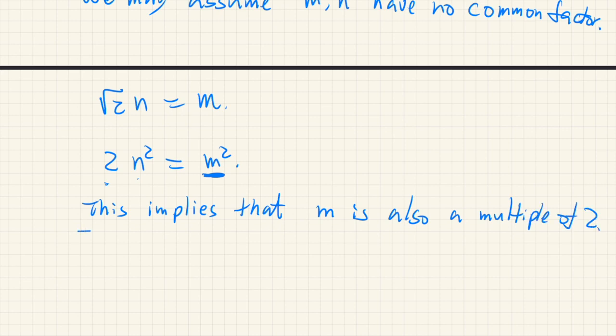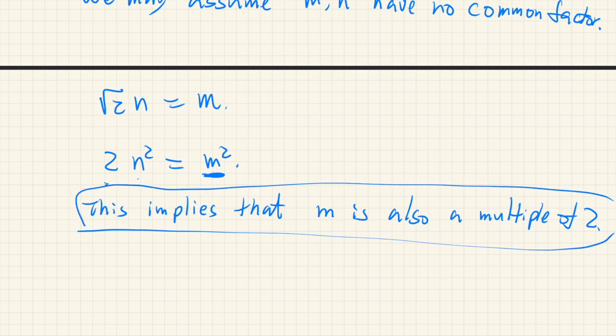This may not be trivial to you, but you should check what happens if this is not the case. Multiple of 2 means that m is even. So if m is not even, m squared cannot be an even number. So that is a contradiction. If m squared is an even number, then m itself must be an even number. Therefore, m is expressed as 2 times k, where k is some integer.